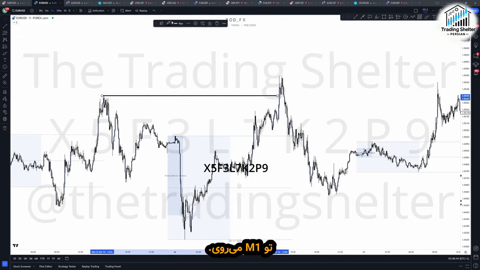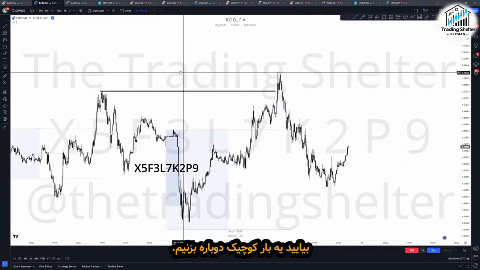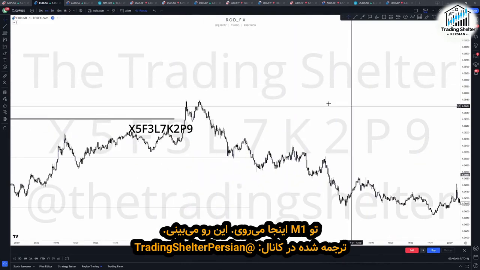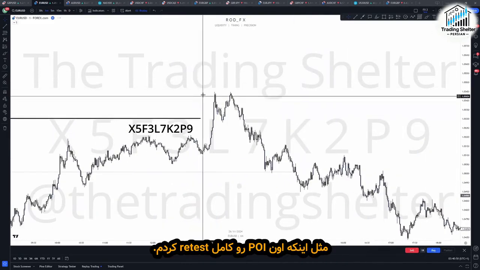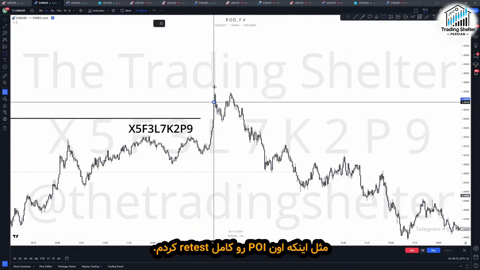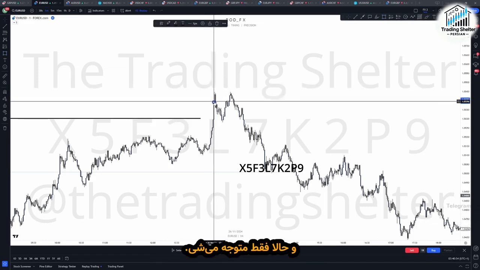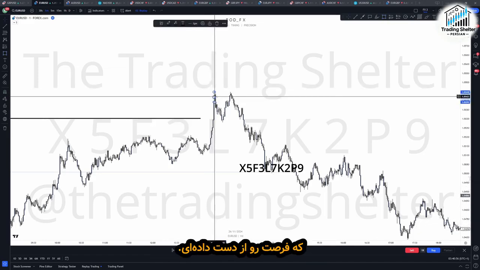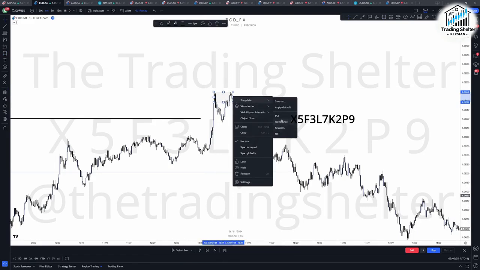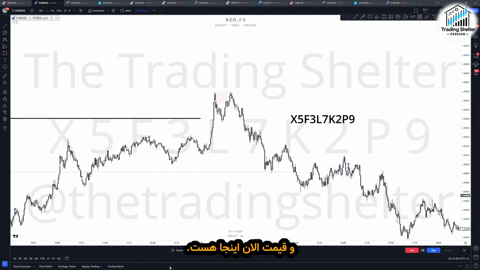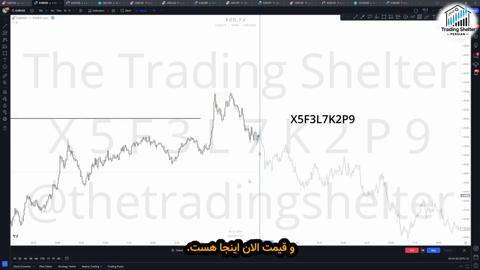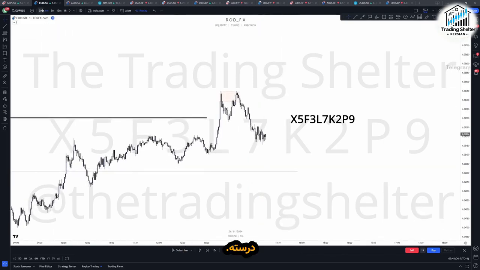You go in M1. Let's do a little bar replay. You go in M1 here. You see it retested that POI perfectly. And now you just realize that you've missed this opportunity, right? You missed this. And the price is already here, right?